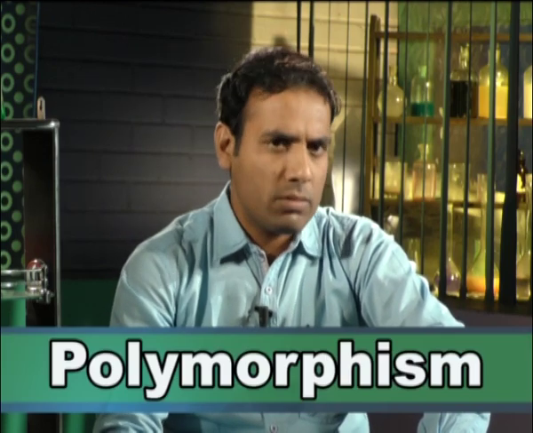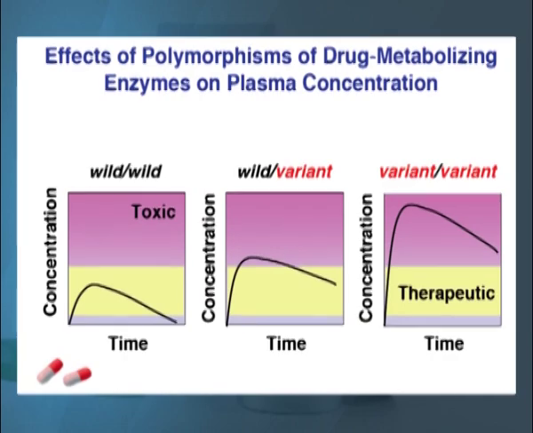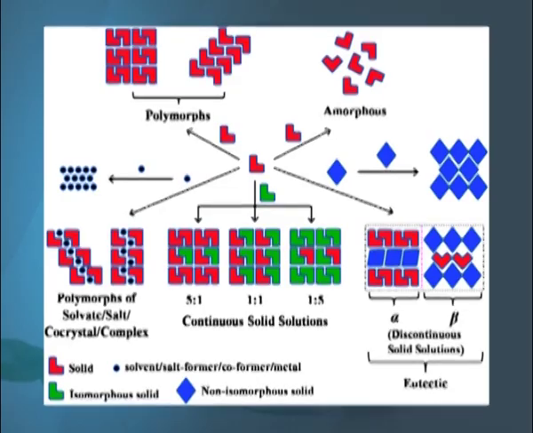Next one is polymorphism. In polymorphism, the metastable polymorph is much more soluble than its stable form. Hence, the drug release in the metastable state is greater than the stable form.